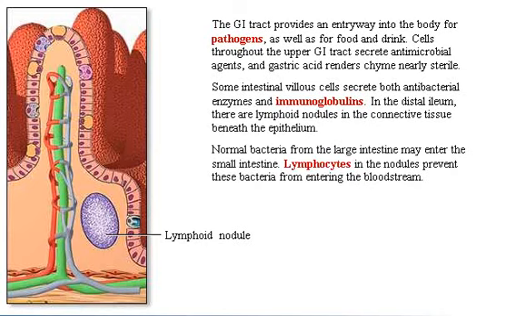Normal bacteria from the large intestine may enter the small intestine. Lymphocytes in the nodules prevent these bacteria from entering the bloodstream. Click the villus to begin study of the large intestine.